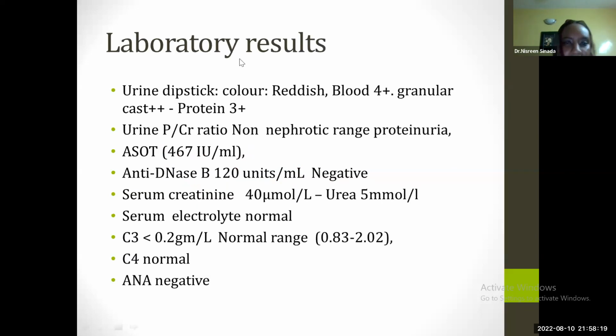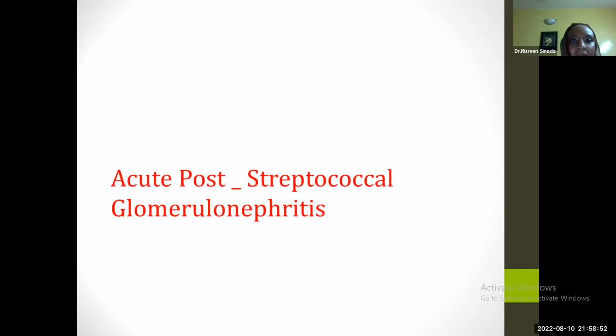So we did the urine dipstick. The color is reddish. The blood is 4+. There are granular casts 2+ with 3+ protein. We did the urine protein creatinine ratio. It is non-nephrotic range proteinuria. ASO titer is high. Anti-double-stranded DNA is negative. Serum creatinine is normal, and the urea is normal, and the electrolytes are normal. C3 is low, and C4 is normal, and ANA is negative. So what is your diagnosis? Okay, so this is acute post-streptococcal glomerulonephritis.